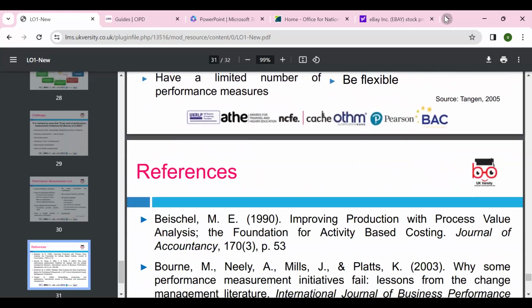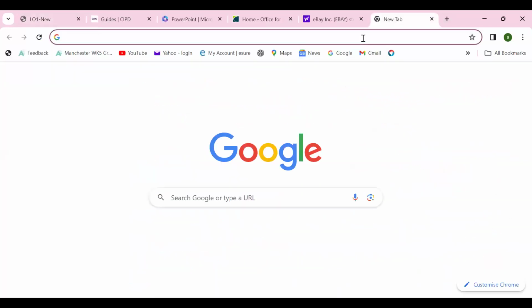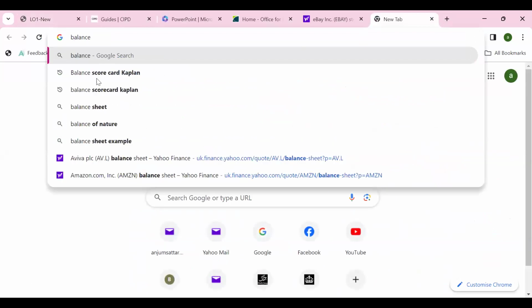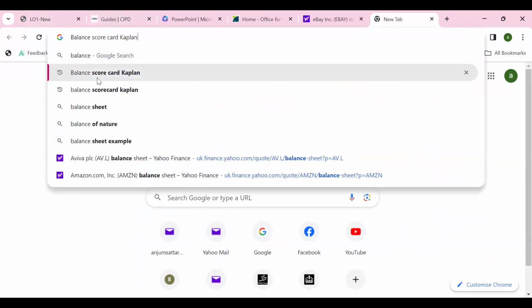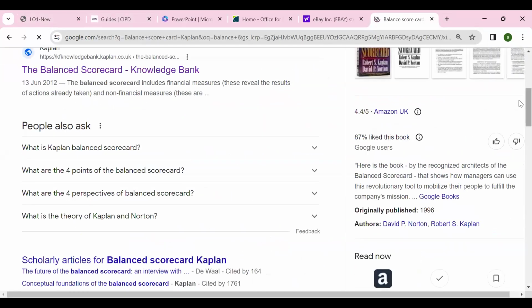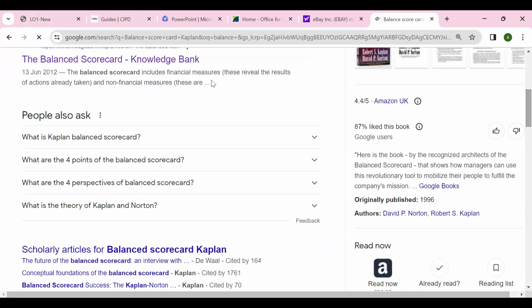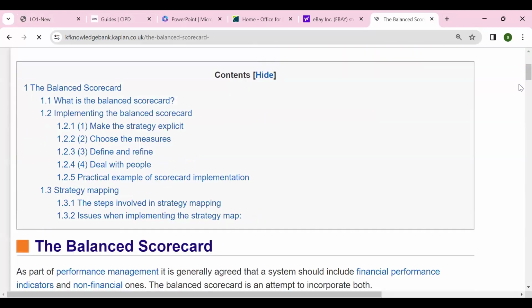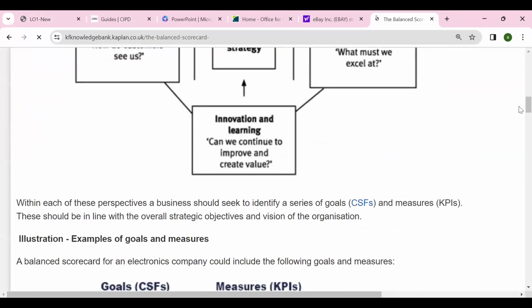When we look at the balanced scorecard, it is quite good. If you search for balanced scorecard and Kaplan, Kaplan is a publisher. We can find a chapter of the book or the Kaplan resource bank, and if we click there, it's all about performance. So here we can look at the balanced scorecard as we discussed.